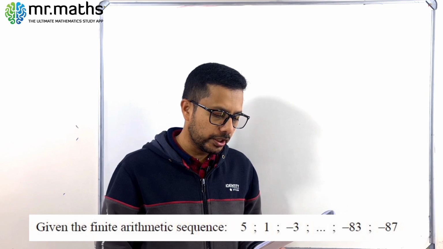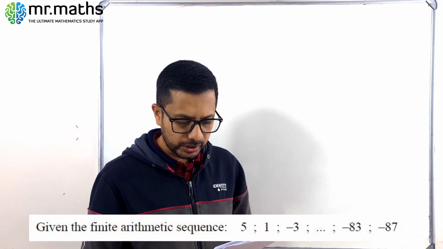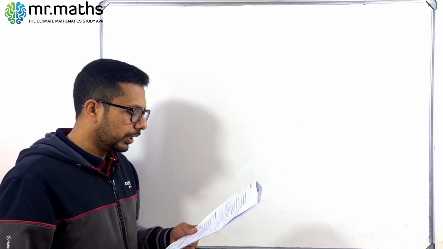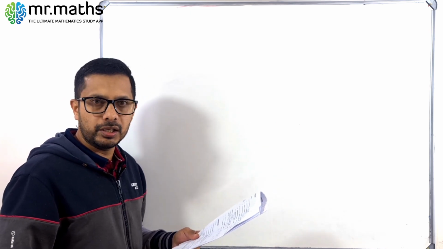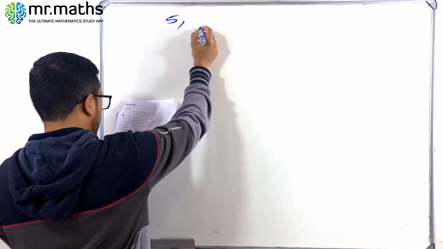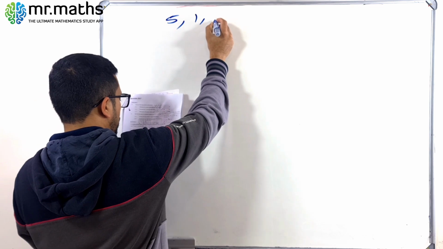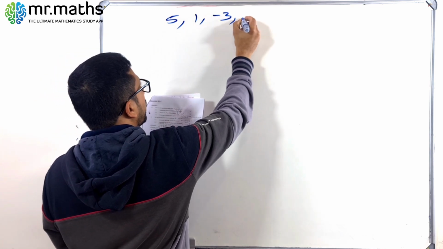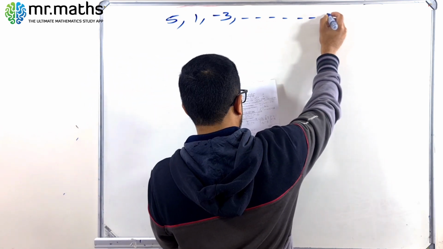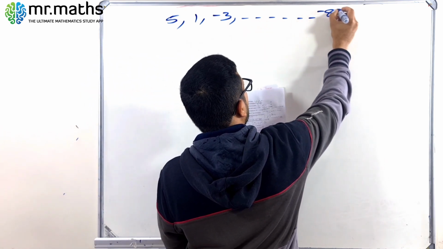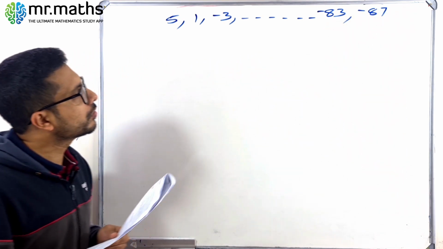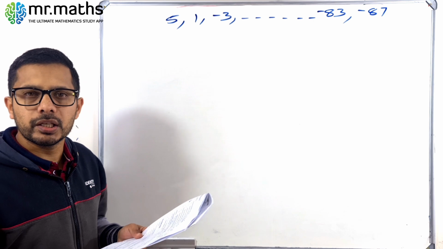Question number 2. Given the finite sequence 5, 1, minus 3, etc., minus 83, minus 87. So there is an arithmetic sequence given. And what is that arithmetic sequence? 5, then 1, minus 3, etc. And here there are other terms, minus 83 and minus 87.